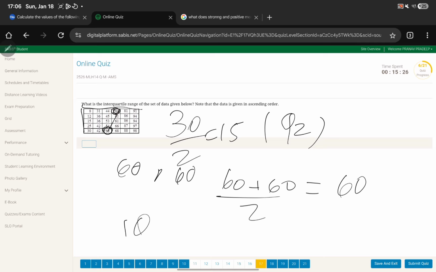Now we know that IQR, which is interquartile range, is equals to Q3 minus Q1. So we have to find Q1 first. So we know that half is 15, stops here. So since 15 is an odd number, we just add 15 plus 1 divided by 2. So we have to take the 8th value. 5, 6, okay, it's 36. Q1 is 36, and you have to find Q3, which is the 75% of 30.